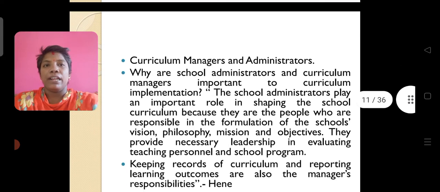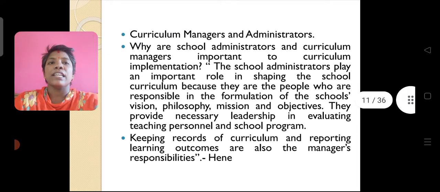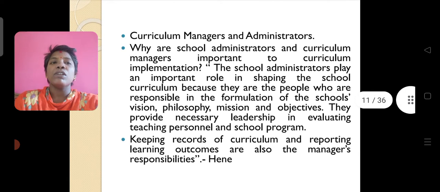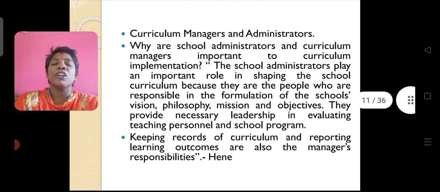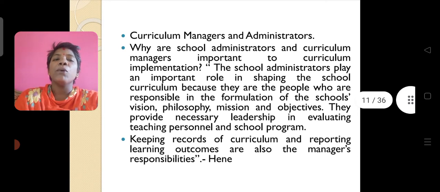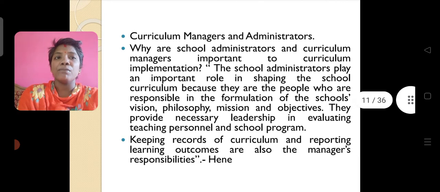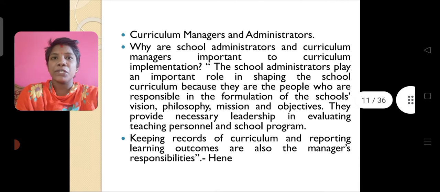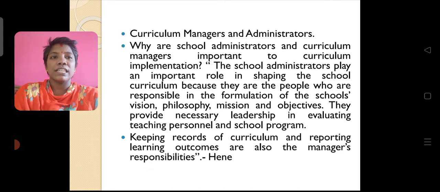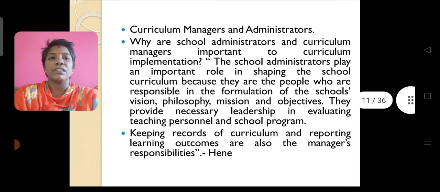That's by Adam. Curriculum managers and administrators. Why are school administrators or curriculum managers important to the curriculum implementation? The school administrators play an important role in shaping the school curriculum because they are the people responsible for formulating the school's vision, philosophy, mission and objectives, and providing the necessary leadership in evaluating the teachers and the school program.